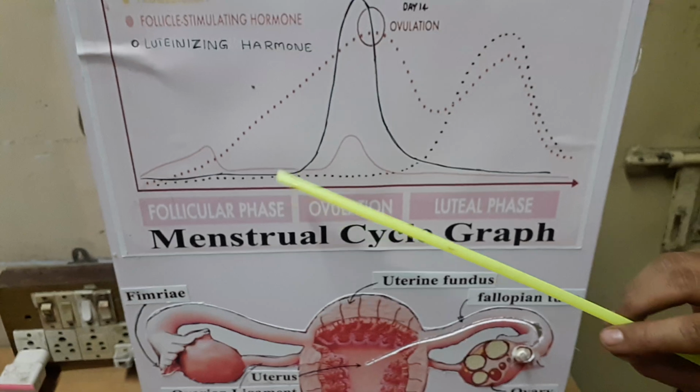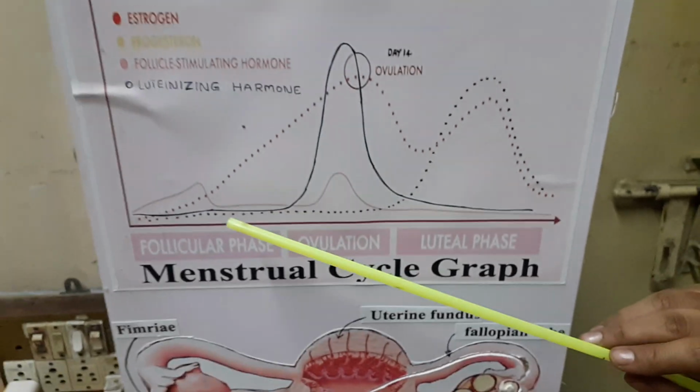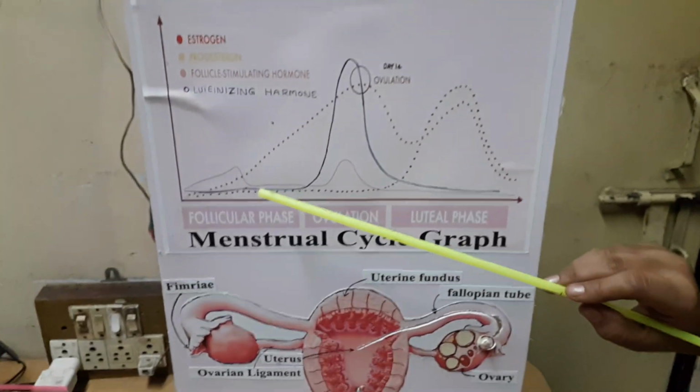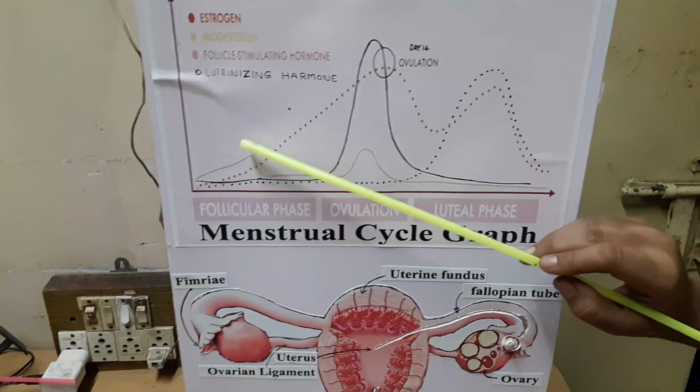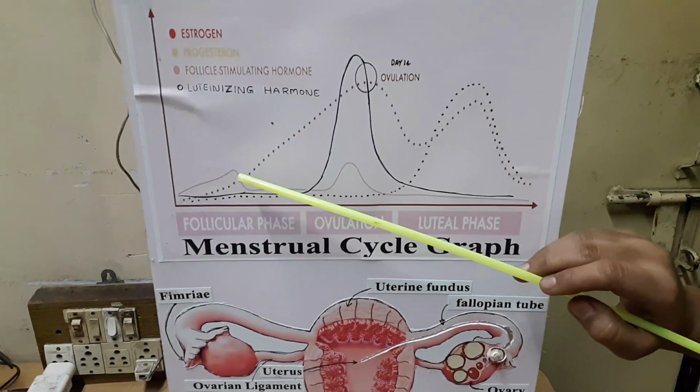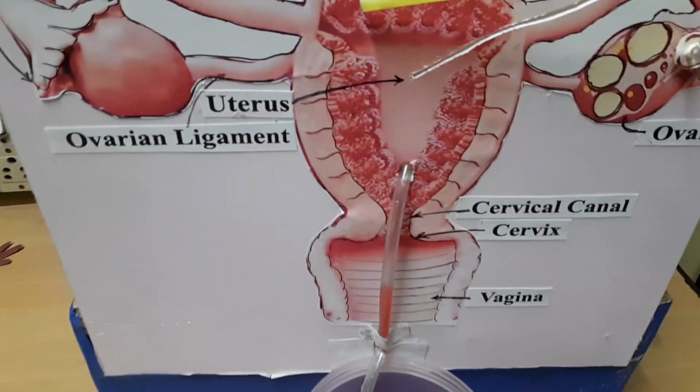During the follicular phase, the menstrual cycle begins with menstrual bleeding. The follicular phase begins with estrogen levels being low, due to which the thicker lining of the uterus sheds, resulting in bleeding.